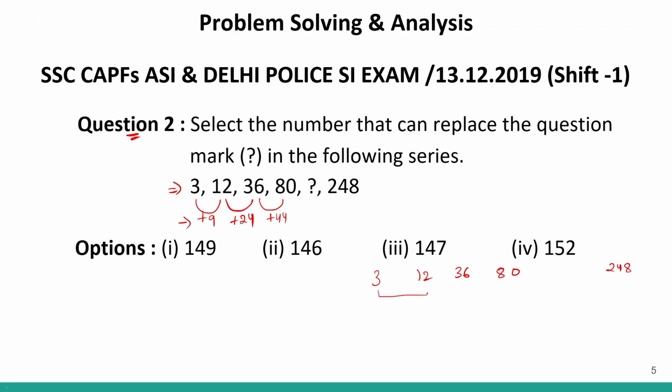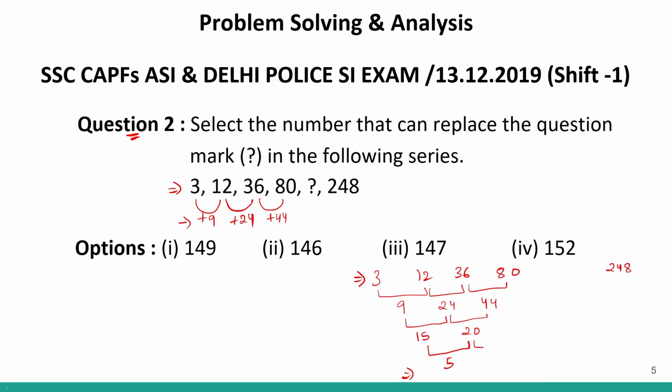So 3 to 12, the difference is 9. Here the difference is 24 and here the difference is 44. Now between 9 and 24, the difference is 15. Similarly, the difference between 24 and 44 is 20. So the lowest common term is 5. What I have done is I have taken the series and broken it down to the smallest number possible, that is a 1-digit number.